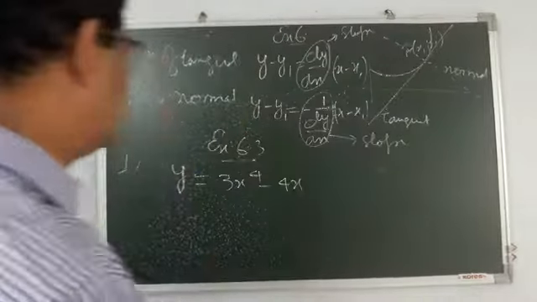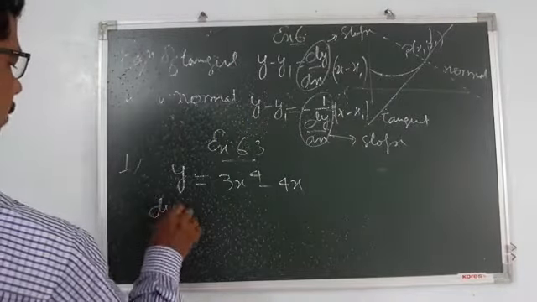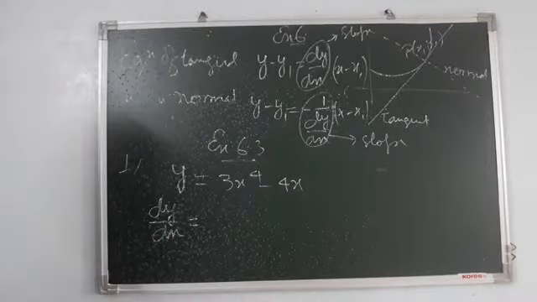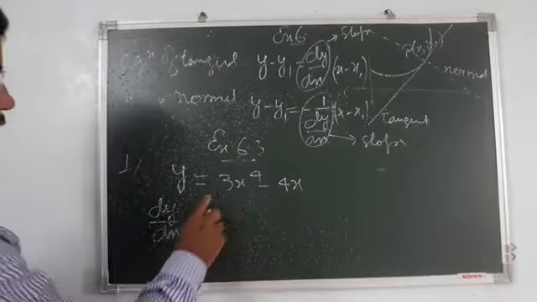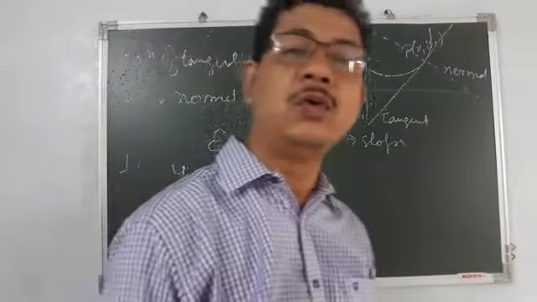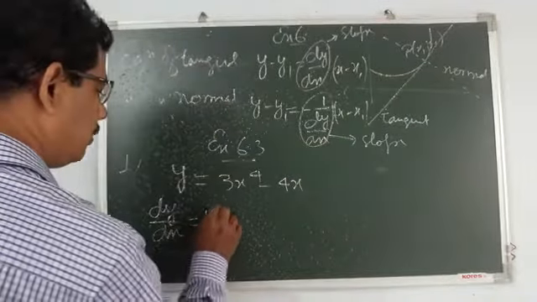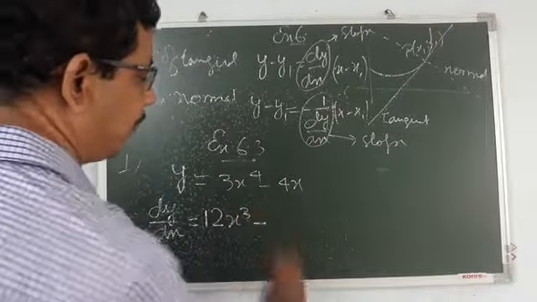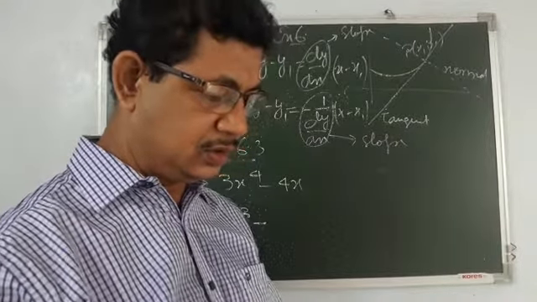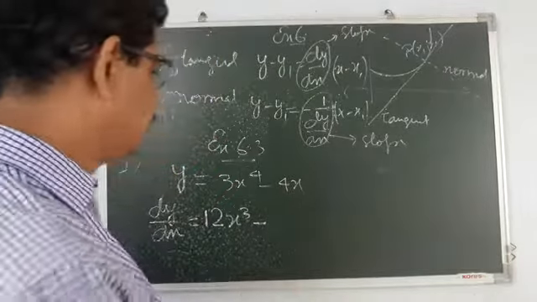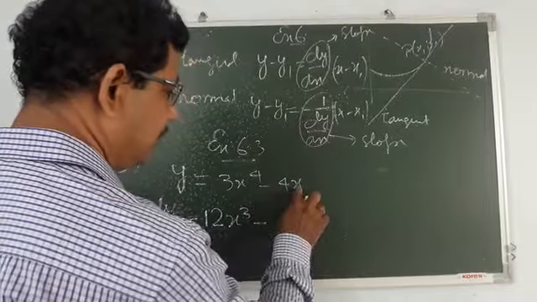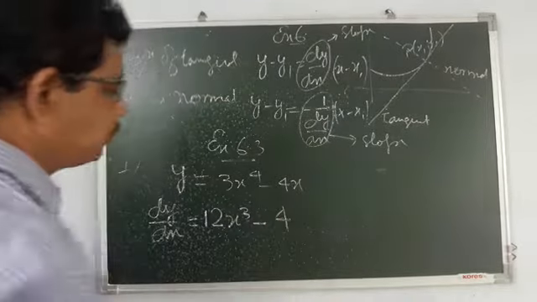So we have to find just dy/dx. If we differentiate y with respect to x, see here, 3 is a constant, it will remain outside. The differentiation of x to the power 4 is 4x cubed, so it will be 12x cubed. Next, they have said minus 4x. So if we differentiate 4x, 4 will remain the same and the differentiation of x is 1.